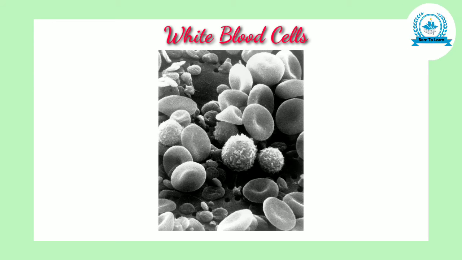White blood cells are either spherical in shape or irregular in shape. All white blood cells have a nucleus, though the shape of nucleus is different in different types of white blood cells. White blood cells in blood are much smaller in number than red blood cells.